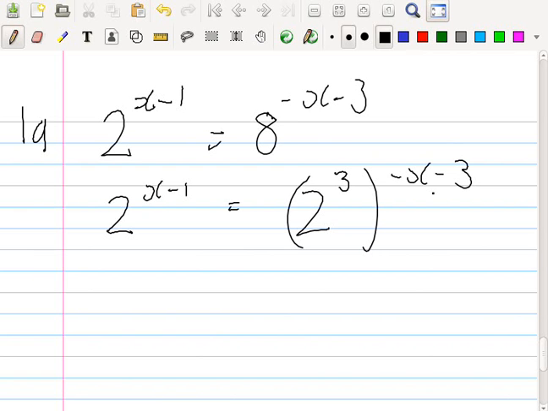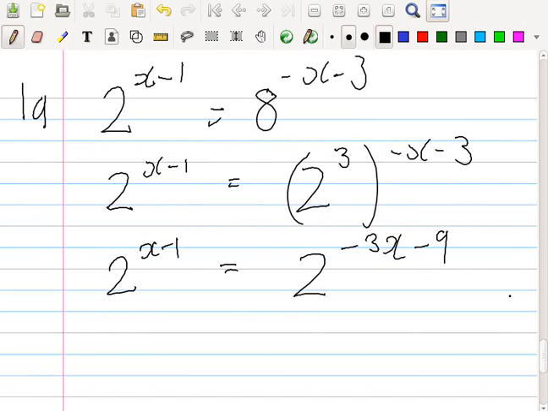Okay. Now, because I have two powers here, I multiply them. So I get 2 to the minus 3x minus 9. Is that okay? And really the next step isn't too much of a leap.